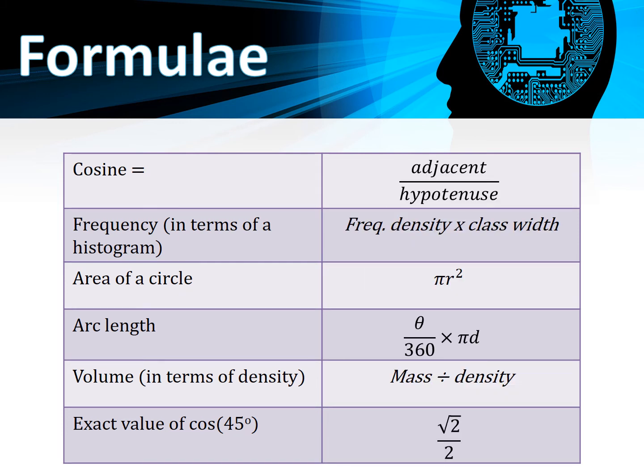And here are the answers. Cosine is adjacent over hypotenuse. Frequency is frequency density times class width. Area of a circle is pi r squared. Arc length is the angle you've got out of 360 multiplied by the circumference, or pi times diameter. Volume in terms of density is mass divided by density, and the exact value of cos 45 is root 2 over 2, which is exactly the same as sine 45.